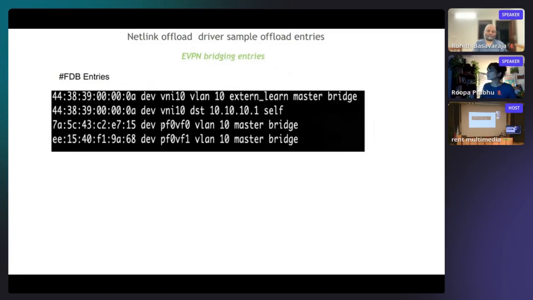Rohit, since we have more time, I'm just going to explain a little more. These are the FDB entries, and you can see the external learn entry. The first entry is installed by FRR, an entry that it got from the other peer. The next entry is the way VXLAN FDB in the kernel works: you have the bridge FDB entry and the corresponding VXLAN FDB entry, which has the remote IP. And these two are the local MAC entries that the Linux bridge itself learned.